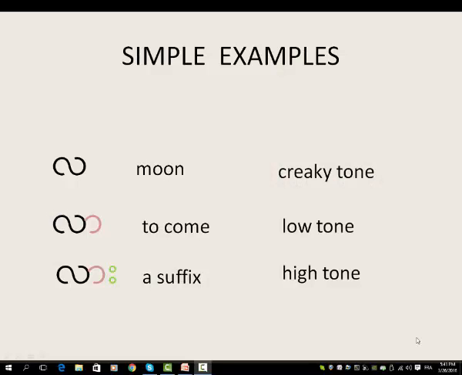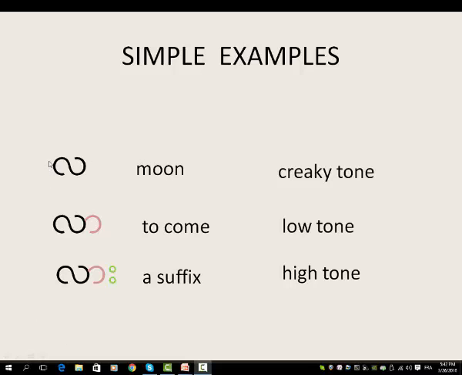So here we are with the first set of examples. What you need to know at the start is that Myanmar script indicates or signals the tone that is associated with a certain syllable or word. Now let's start with the example here.